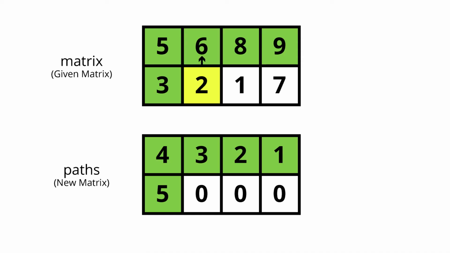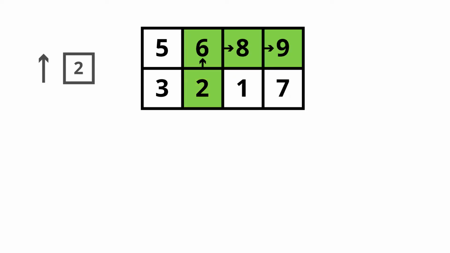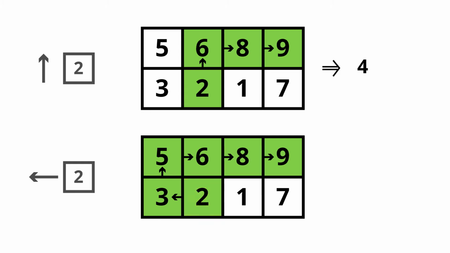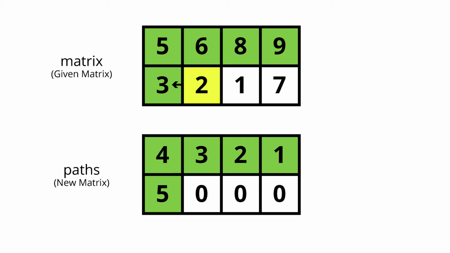Now for cell 2, we can move in two different directions, upward and towards left. If we move upwards, in that case the length of the path will be 1 plus the longest path from cell 6, that is 1 plus 3 equals 4. And if we move towards left, in that case the length of the path will be 1 plus the longest path from cell 3, that is 1 plus 5 equals 6. Since we are looking for the longest path from cell 2, we will choose the left direction. So the longest path from cell 2 is 6.